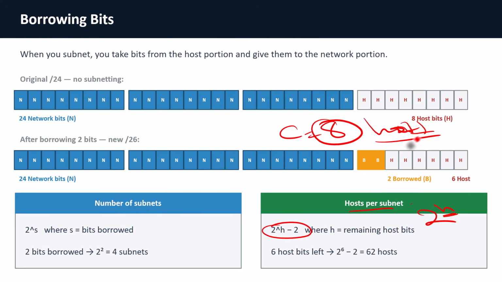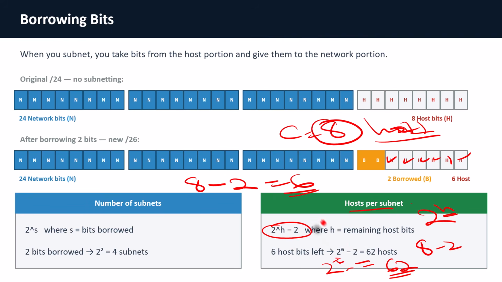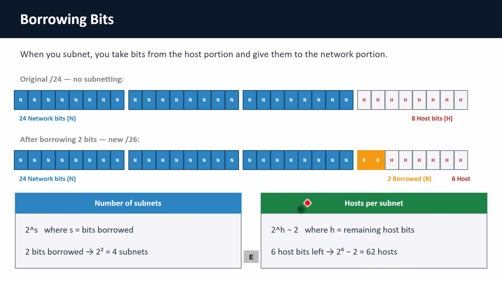But because we have lent them to the network portion, we no longer have 8. We have borrowed 2 to the network portion. That means we shall get 8, the initial one, minus 2, and now we have a total of 6. You can even count 1, 2, 3, 4, 5, 6 bits. So we shall have a total of 6 host bits, and then each network has a total of 62 valid host addresses. So basically that's what it means.